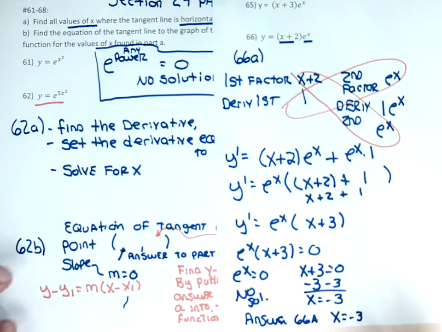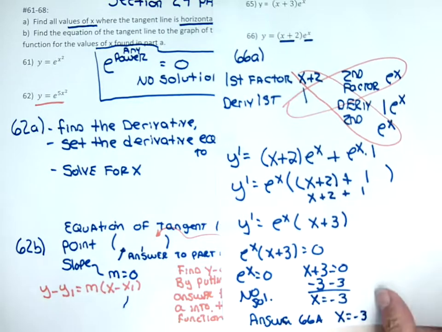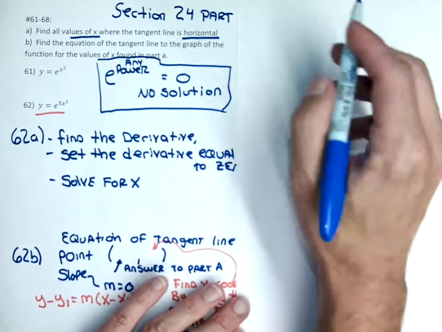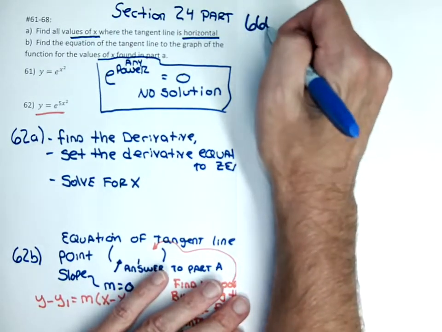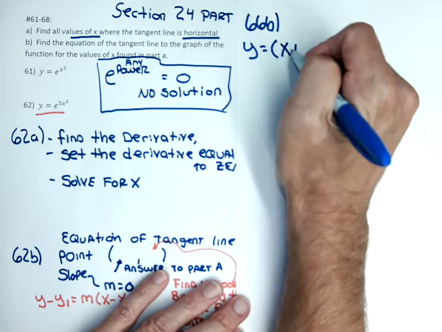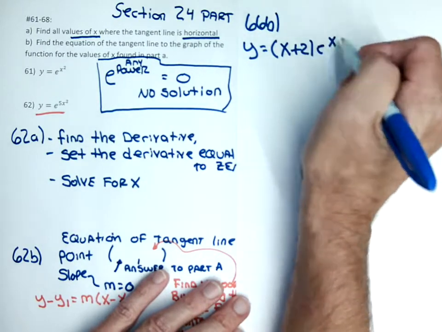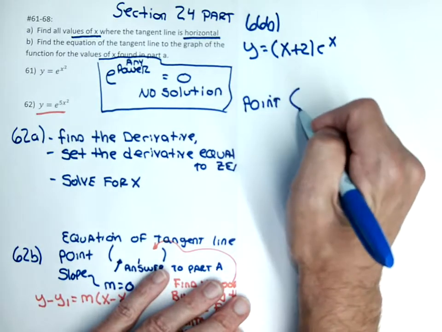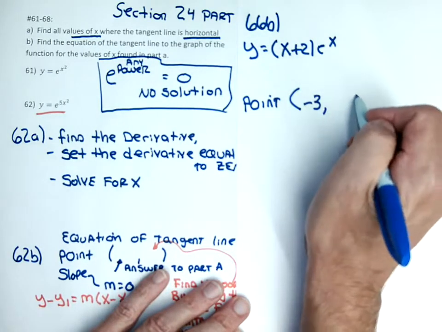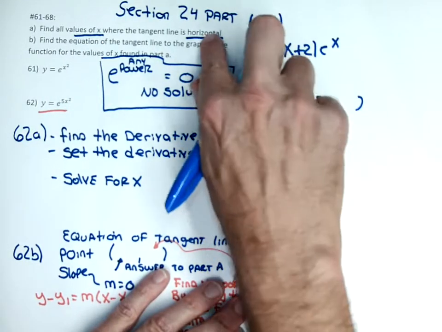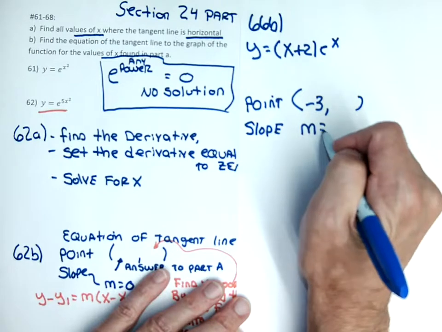Done with part A, now move on to part B. For part B of 66, I need that original function, y equals x plus 2 times e to the x. I need a point. The x coordinate of the point's the answer that I just got, -3. I need a slope, and because I'm finding horizontal lines, the slope is 0.